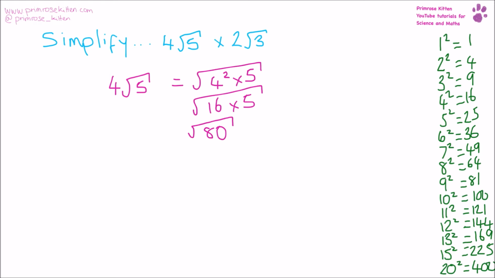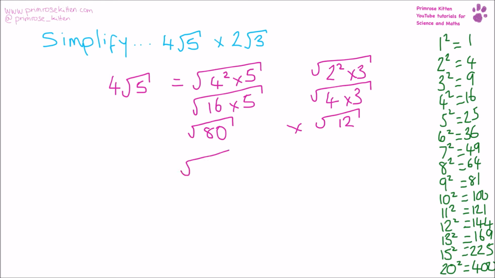Doing the same for the other one. We are saying that that is 2 squared times 3. 2 squared is 4 times 3. So that is the square root of 12. So now we need to do 80 times 12, which gives us the square root of 960. Now we need to divide this by, have a look at our list over here, see what we can divide it by, see if we can simplify this in any way.